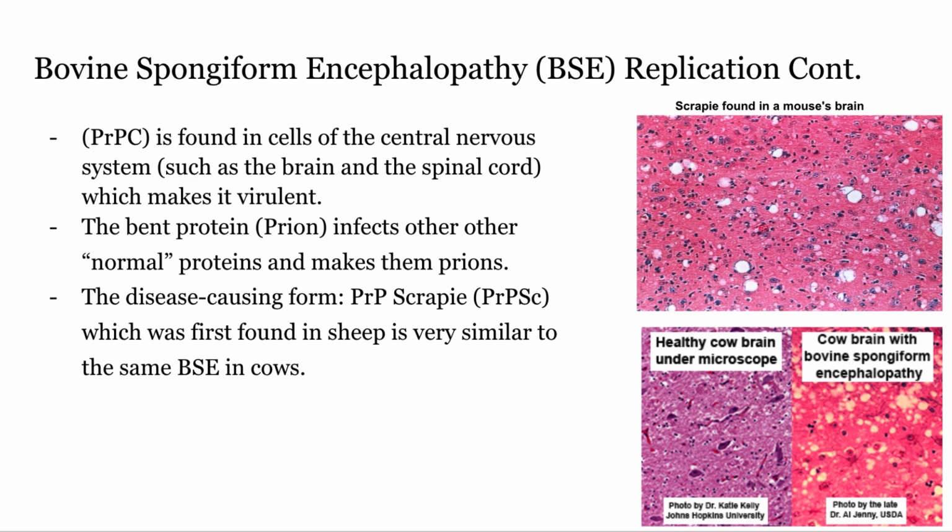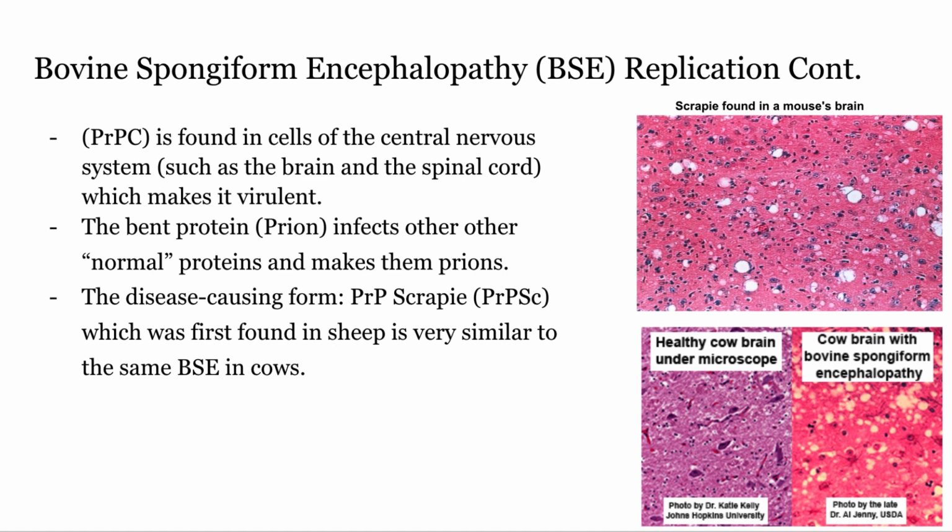PrPC is a protein which occurs naturally and is found in cells of the central nervous system, such as the brain and spinal cord. And so, this makes BSE very virulent because the prions clump together and go up and attack other good proteins, and basically attack those proteins that are attached to the brain and to the spinal cord, which causes it to be extremely harmful to its host as it progresses.